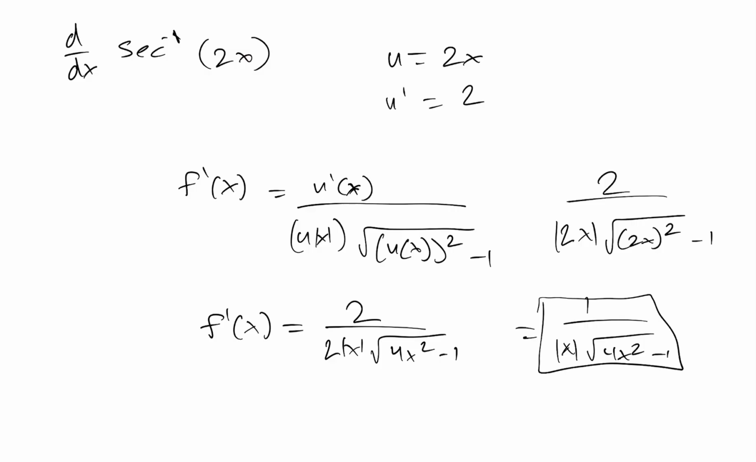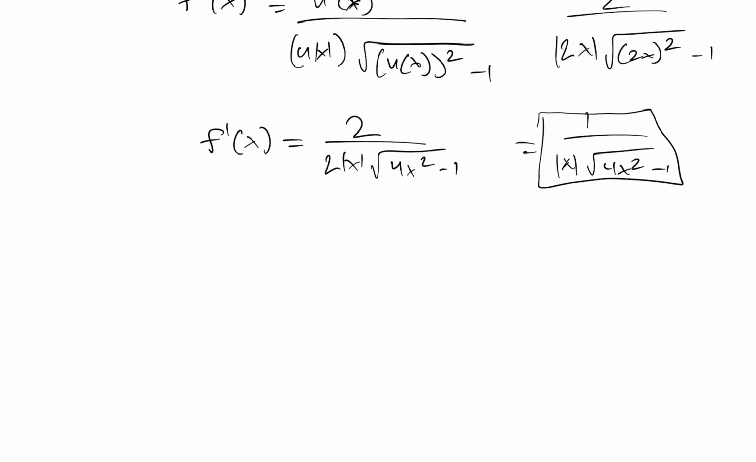Let's try one last example. Let's say I were to tell you to find the derivative of the inverse of sine of x squared. Once again, here we need to find the inside function, and that's going to be x squared. So u is going to be equal to x squared. And then using the power rule, we can differentiate this to 2x.